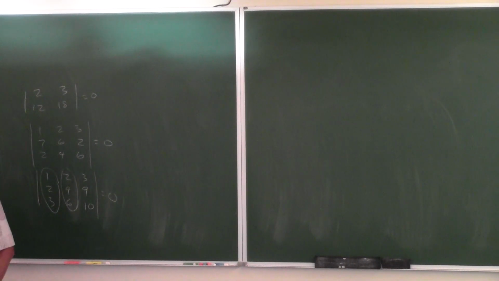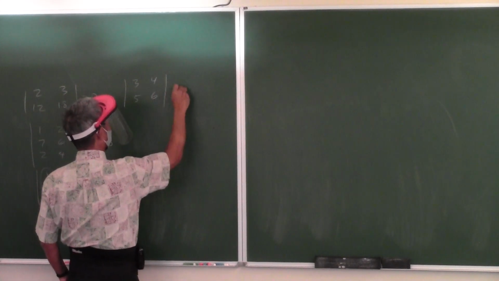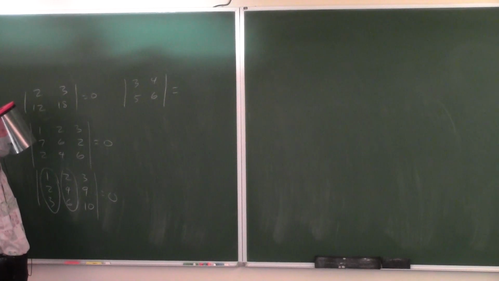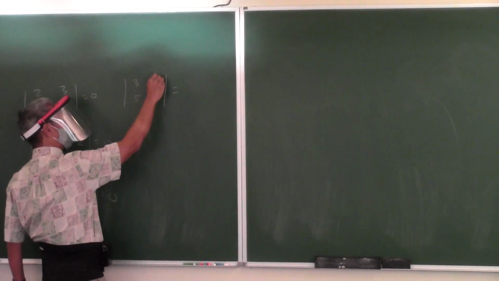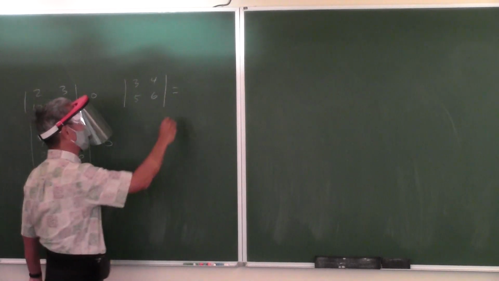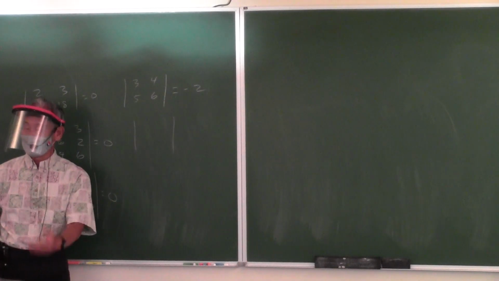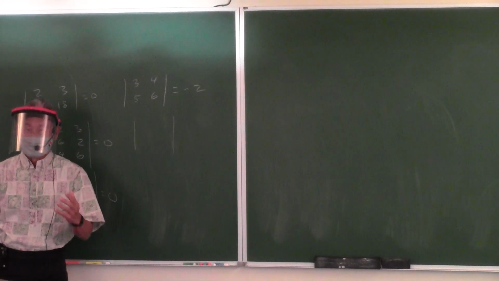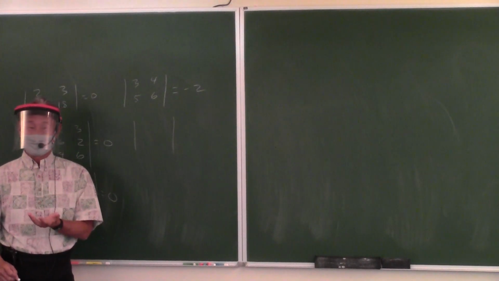If one row is multiplied by a non-zero constant k, then the value of the determinant is multiplied by k. Okay, so look at this. Give me some numbers. 3, 4, 5, 6. What is the determinant? Come on, this is 2 by 2 people. This times this minus that times that. Negative 2, thank you. Okay, give me a non-zero number. 2. Okay, you want to multiply a row or a column, it doesn't matter.